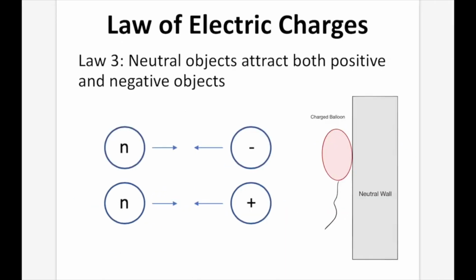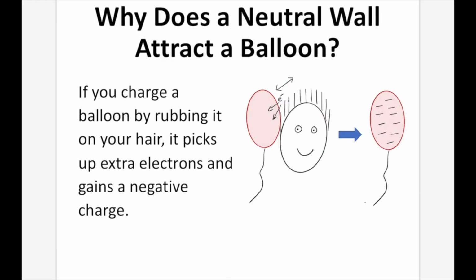Law number 3 states that neutral objects attract both positive and negative charges. So if you have a neutral object, it's going to attract both a negative and a positive charge. So that brings us to the application of balloons sticking to walls. So why does a neutral wall attract a balloon?